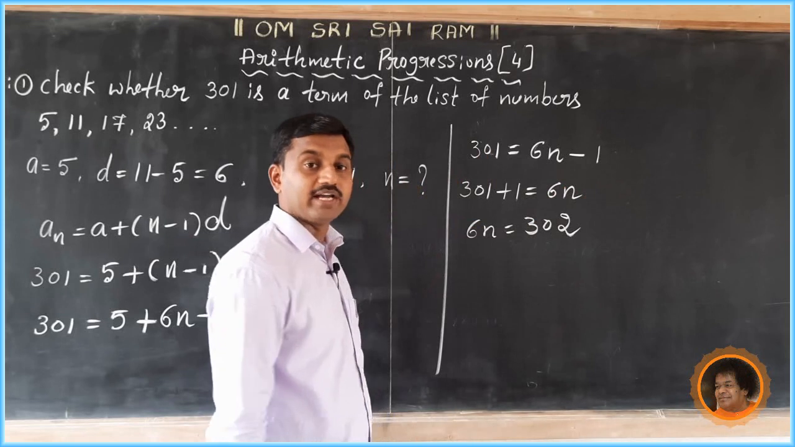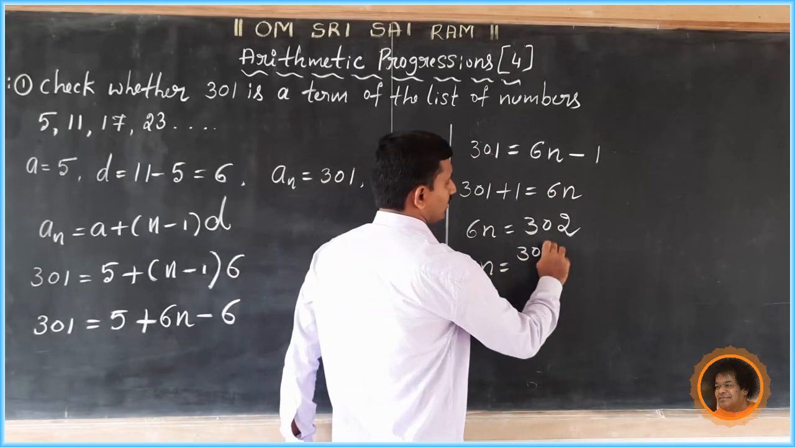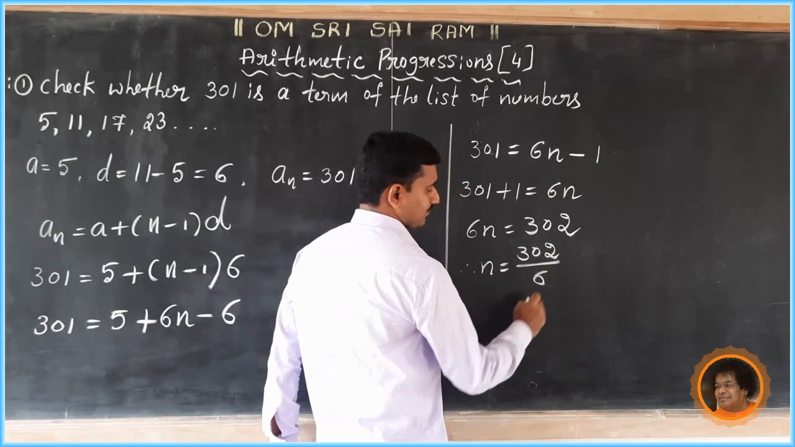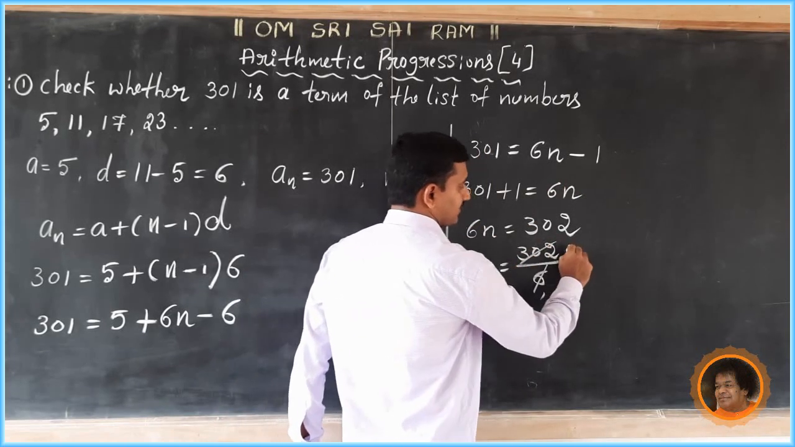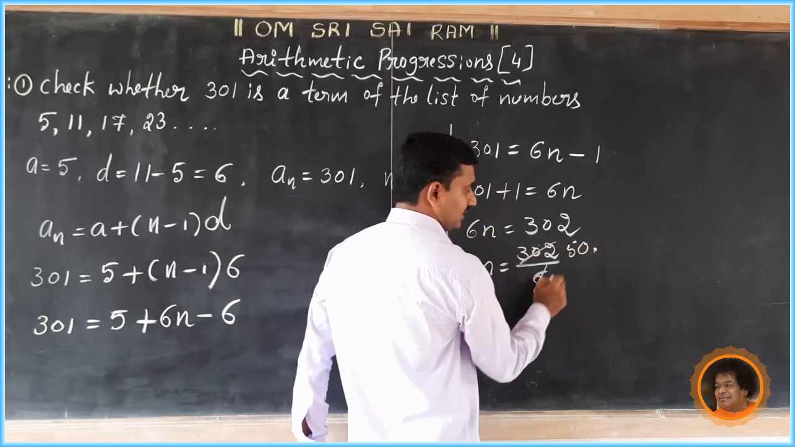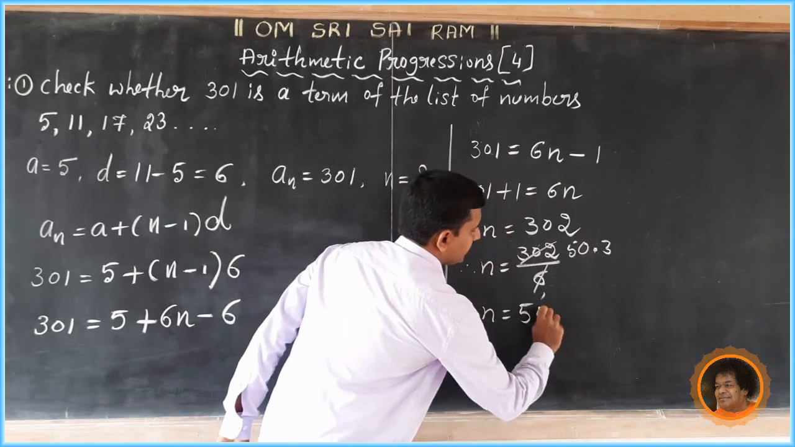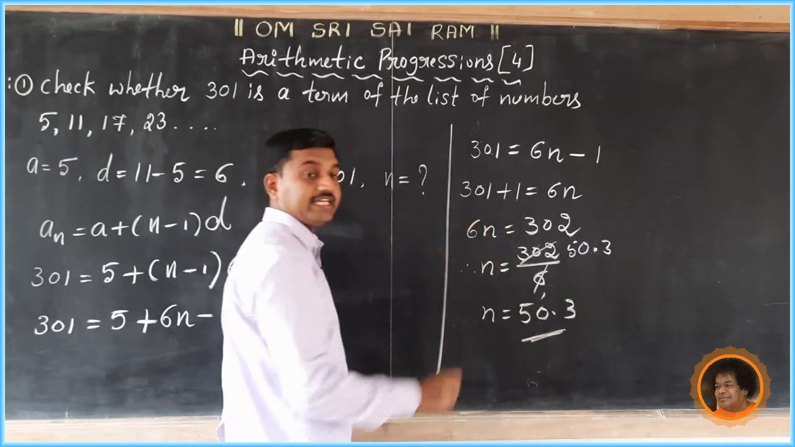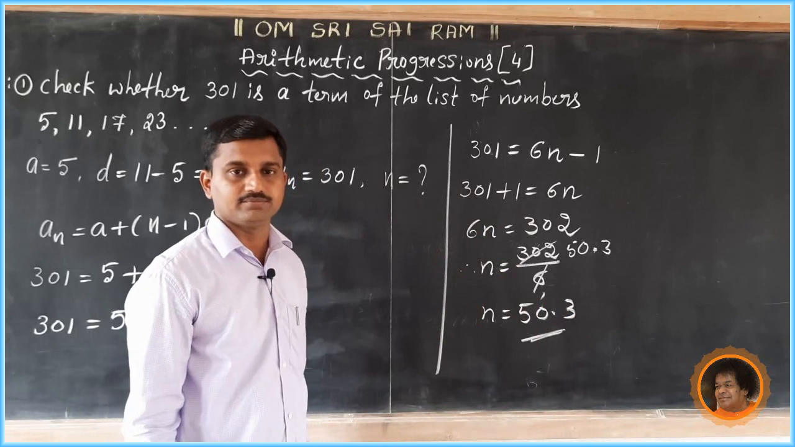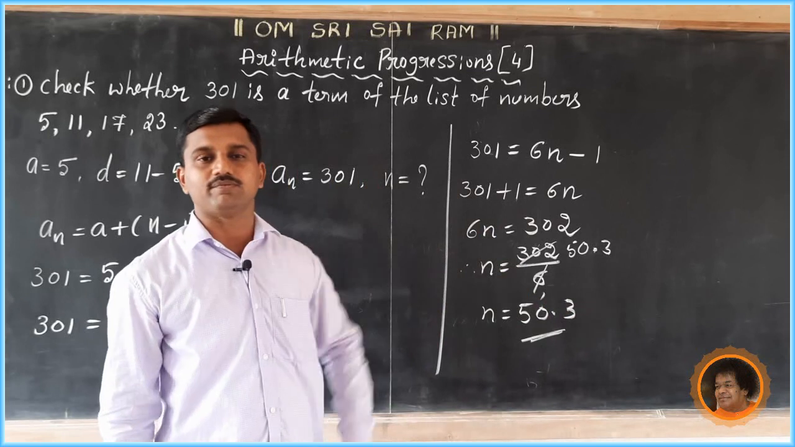What is our aim? Find the number of terms. So therefore n equal to 302 divided by 6. 6 ones are 6, 6 fives are 30, 6 threes are 18. So n equal to 50.3. n equal to 50.3. What is the meaning of n equal to 50.3? The number of terms is 50.3.